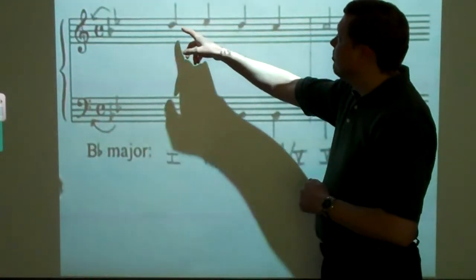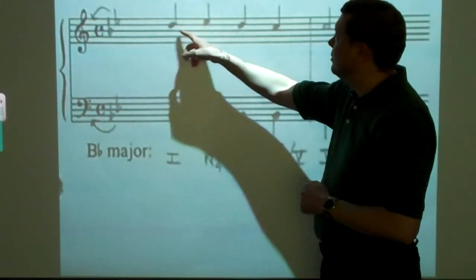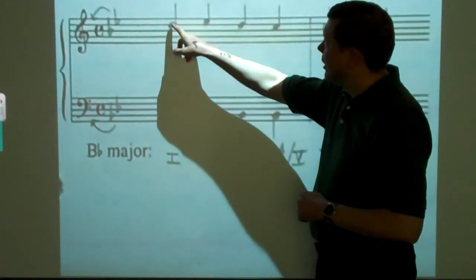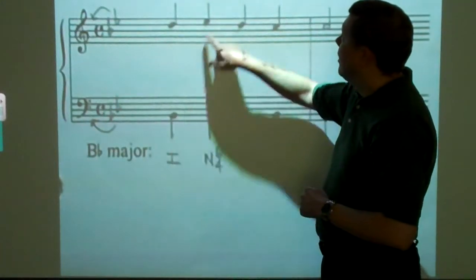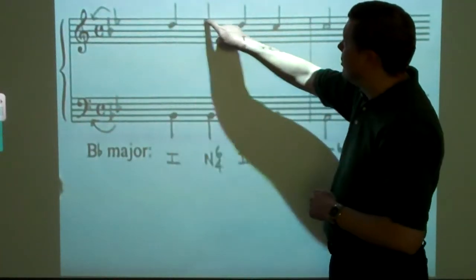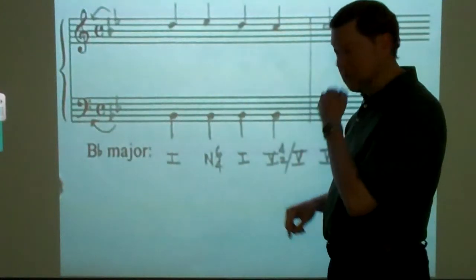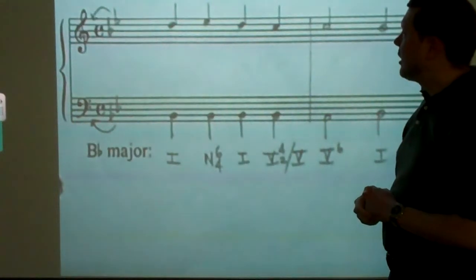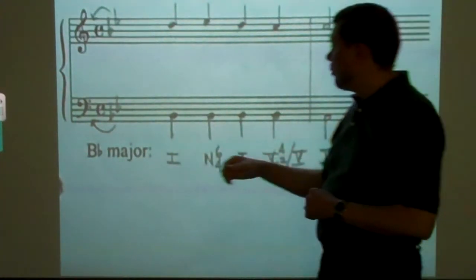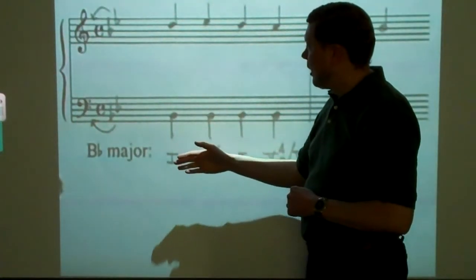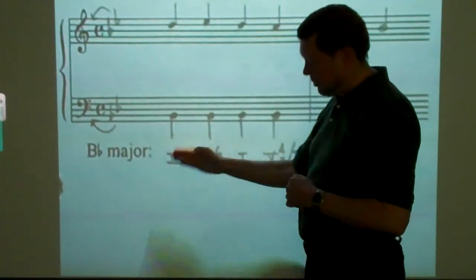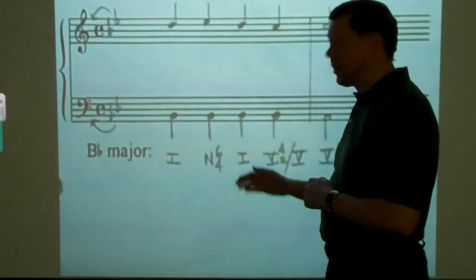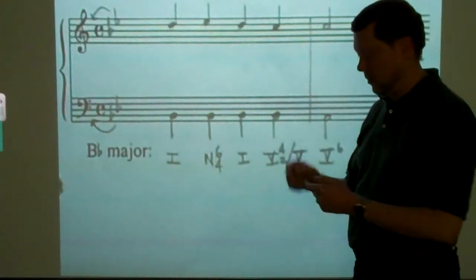I wrote my soprano voice, one of my upper voices, to include the neighbor motion. I have a third above the bass, then a fourth above the bass, goes up by step, and then back down to where it started from, a third above the bass. In the key of B flat major, that's going to produce the root position 1, the neighbor 6/4, and then the root position 1.